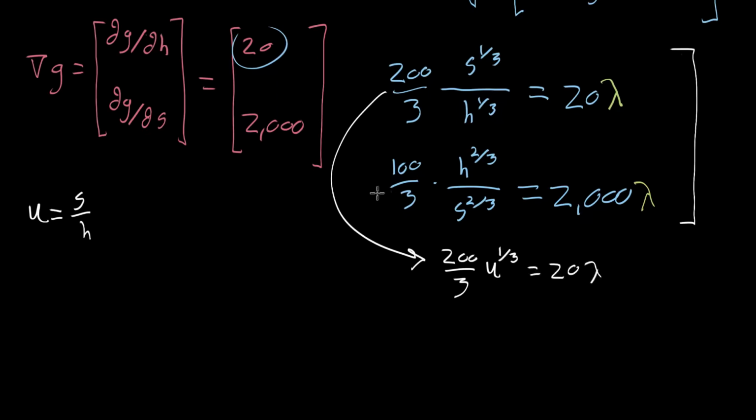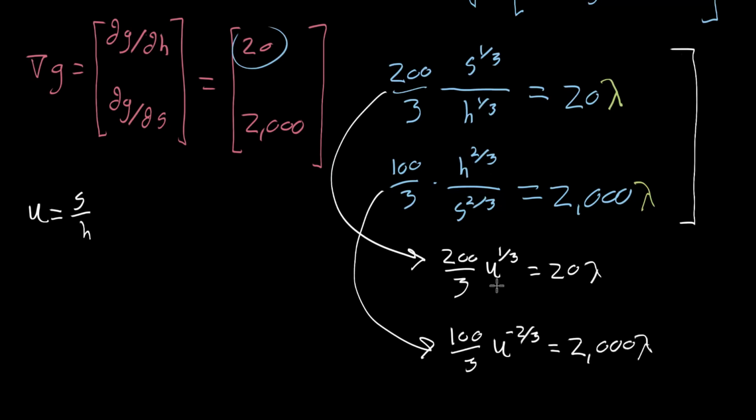And then likewise, what that means for this guy is, well, this is H over S, not S over H. So that one's going to be 100 thirds, not times U to the power 2/3, but times U to the negative 2/3, because we swapped the H and S here. So that's U to the negative 2/3. And this is just to make it a little bit cleaner, I think. We kind of want to treat H and S in the same package.